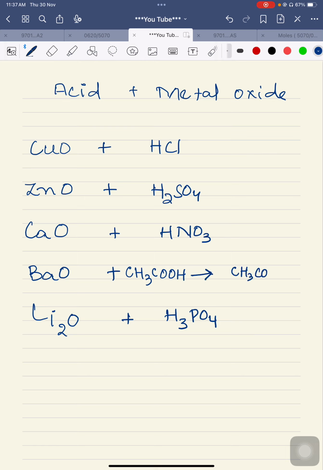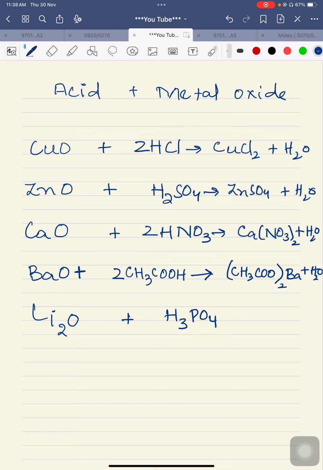So we can say that here it is making CuCl2 plus H2O. Here it is going to make ZnSO4 plus H2O. And there is a two over there, a two over there, and it is Ca(NO3)2 plus H2O, and here it is making Li3PO4 plus H2O. As it is not a balanced chemical equation, we can write this as a 2, this as a 3, and this as a 2 here. So this is now a balanced chemical equation.